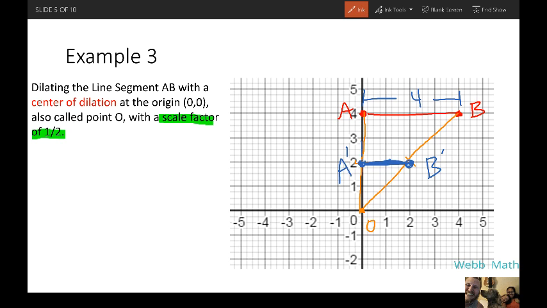But your length for A prime, B prime ends up being 2. Okay? 4 is, well, 2 is half of 4, and that makes sense because our scale factor is 1/2. We just halved the original length. Okay? And we do that in real life with construction, projections.